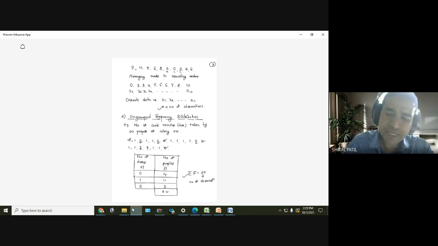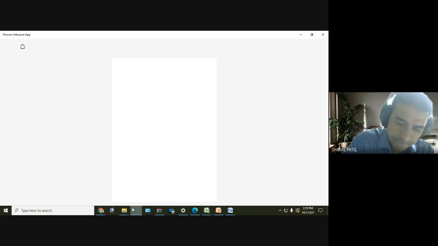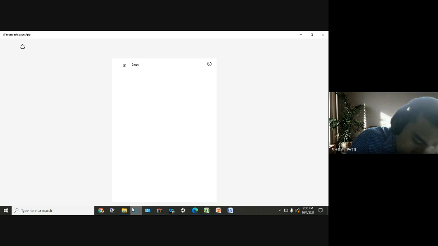Now let me take the example of COVID again, but in a different way. So next page. Write down third, grouped frequency distribution.